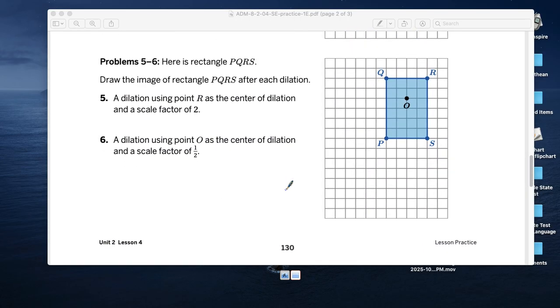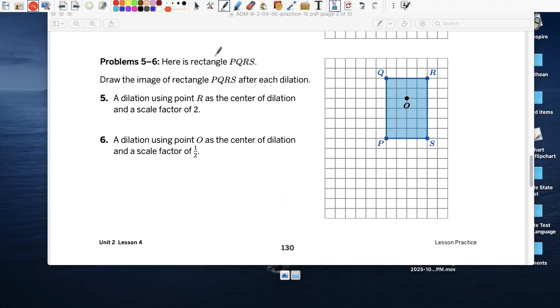Here's the problem: draw the image PQRS after each dilation. A dilation using point R as the center of dilation and a scale factor of 2. Okay, so let's do 5 first. We want to use a scale factor of 2. So let's take point Q. First of all, how do I go from O to Q? I would go 2 to the left, 1, 2, and then 2 up, 1, 2.